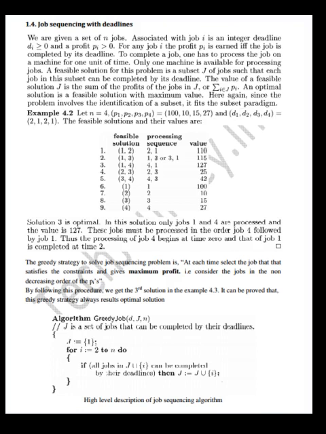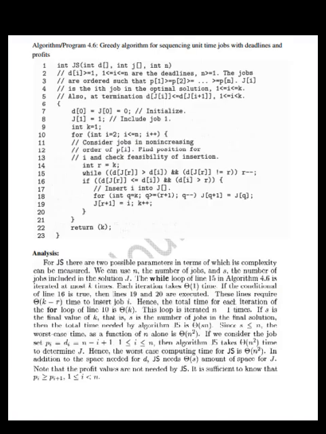The greedy strategy to solve the job sequencing problem is, at each time, select the job that satisfies the constraints and gives maximum profit, that is, consider the jobs in the non-increasing order of the Pi's. By solving this procedure, we get the third solution in example 4.3. It can be proved that this greedy strategy always results in an optimal solution. See the algorithm. Algorithm 4.6: greedy algorithm for sequencing unit time jobs with deadlines and profits.